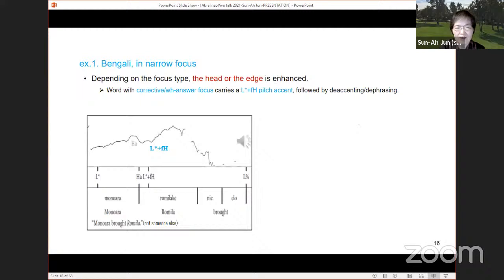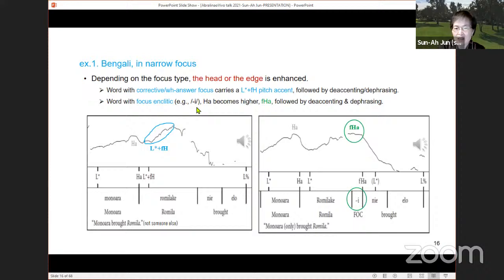The next sentence is when the Bengali word is produced in narrow focus. In this case, depending on the focus type, sometimes the head is emphasized, sometimes the edge is emphasized. So in corrective focus or contrast focus cases, they're using a different pitch accent type. Instead of the low star, they are using low star plus high, so the F0 is sharply rising at the beginning of the word, and this is marking the narrow focus on that word. On the other hand, when the focus is delivered by an enclitic, like a small morpheme E, in this case meaning only, at the end of the word, that morpheme is marking the end and the accentual phrase final tone is emphasized, so that's having a higher pitch range.